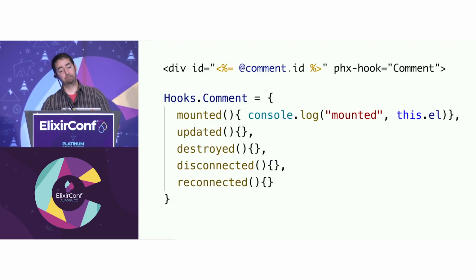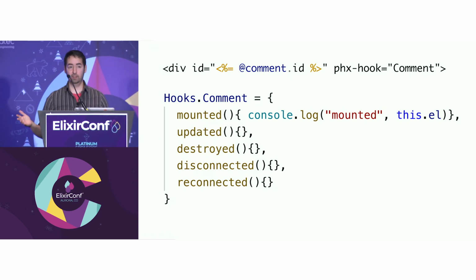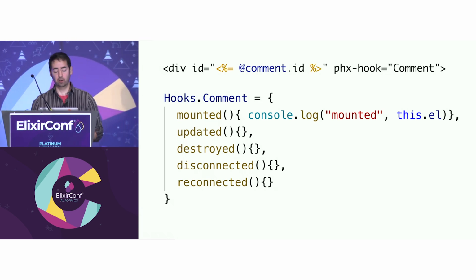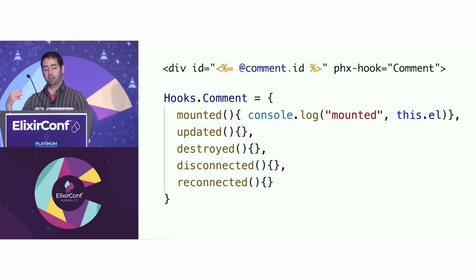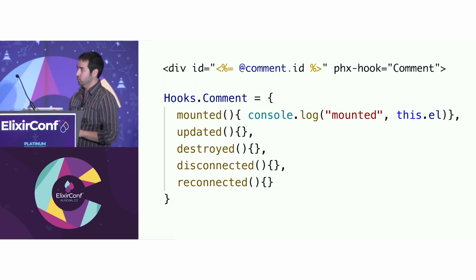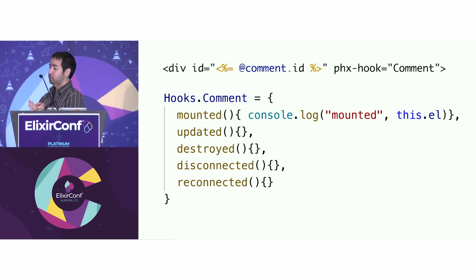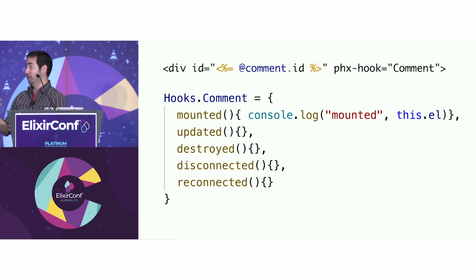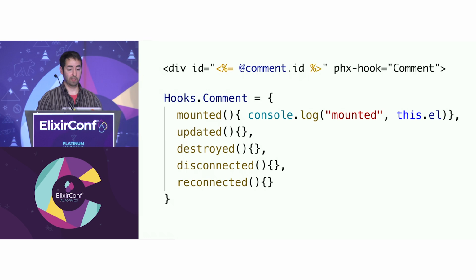And there are some other callbacks here. In this case, I'm just highlighting that you can add a hook annotation to any container. It isn't just a Phoenix form helper or HTML helper. This is just a div I can write. Let's say every time I have a comment here, I want to do something with that comment. And we have several callbacks. One is mounted, so this was added to the page. Anytime that DOM is patched and that node was updated, we call updated. If we remove that node, destroyed. If the parent LiveView disconnects, we allow you to do whatever you need. And if you are reconnected to the server, then we'll call that callback.